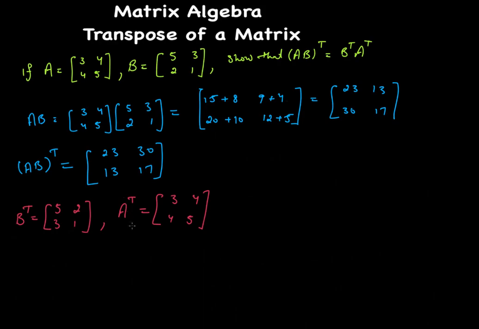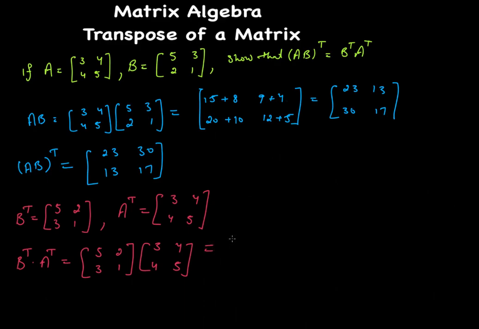Oh, it looks like A, so that tells me this matrix is a symmetric matrix because the transpose is equal to the original matrix. So 3, 4, 4, 5, and 3, 4, 4, 5. So it's a symmetric matrix. Let's find the product of B transpose and A transpose. So it's going to be 5, 2, and 3, 1, into 3, 4, 4, and 5, using the multiplication rule.